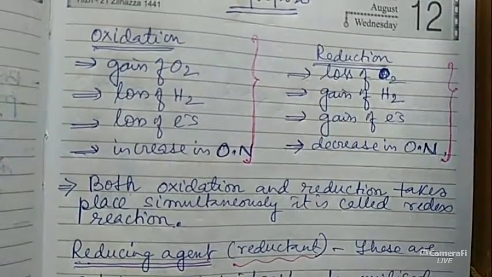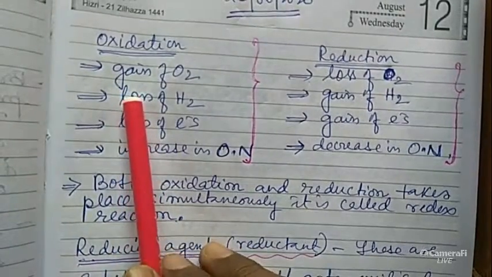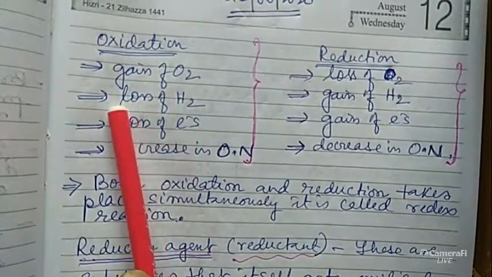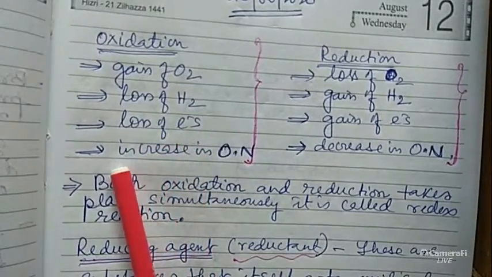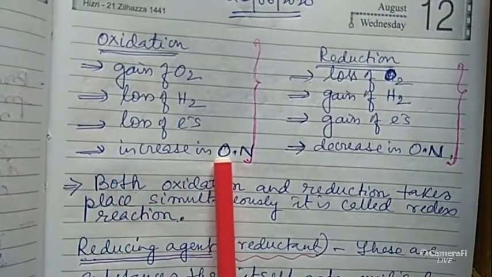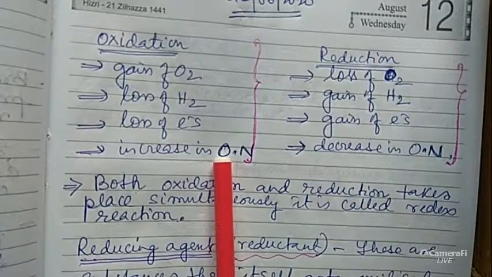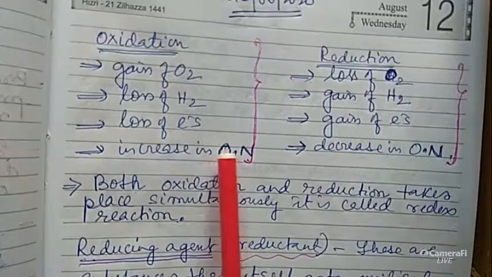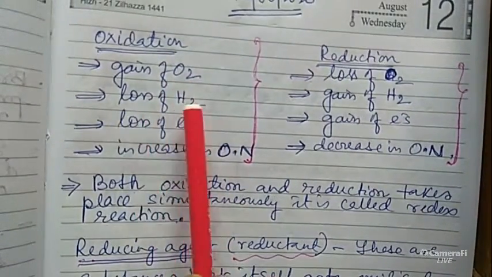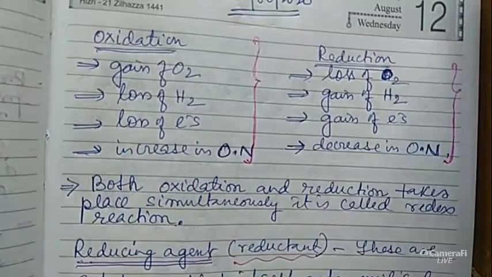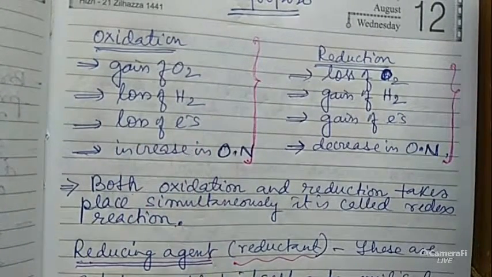What is oxidation? Oxidation is a process where there is gain of electrons or loss of hydrogen, or there is loss of electrons from an atom, or increase in the oxidation number of that atom of that element. If I want to summarize what is oxidation, I can say that oxidation means gain of oxygen. Oxidation also means loss of hydrogen. Oxidation also means loss of electrons from the atom of that element. Oxidation also means increase in the oxidation number, right?